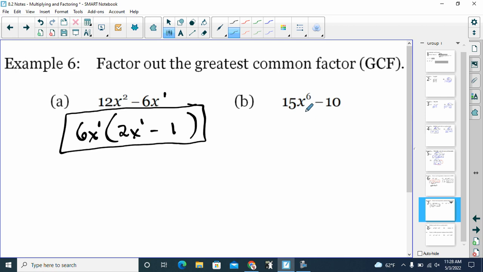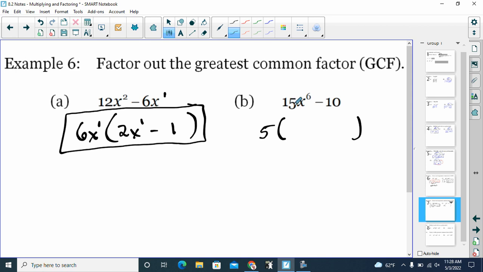Part B is just a little bit different. 15x to the 6th minus 10. Look at the coefficients, 15 and 10. I can divide those both by 5. Here I have x to the 6th. Here I don't have any x's. So 6 x's or no x's, the smaller one is no x's. There are no x's I can factor out of this because that minus 10 doesn't have any x's on it. All we can do is take out a 5.